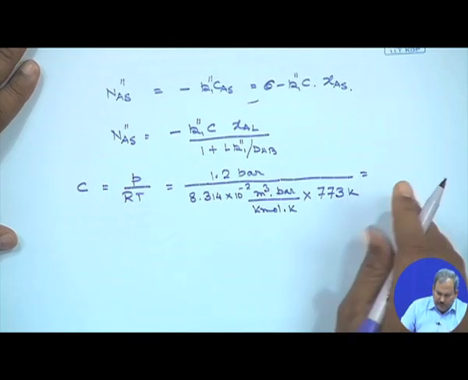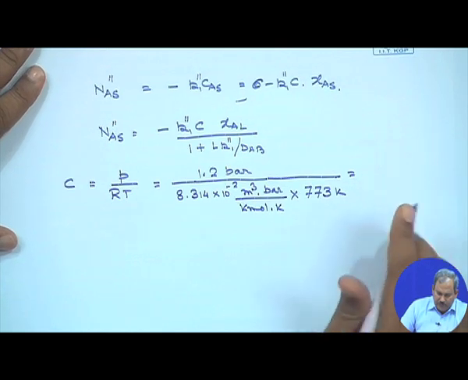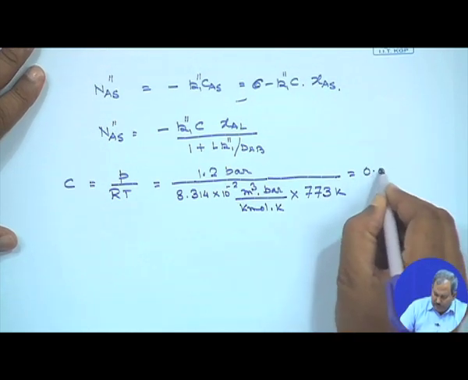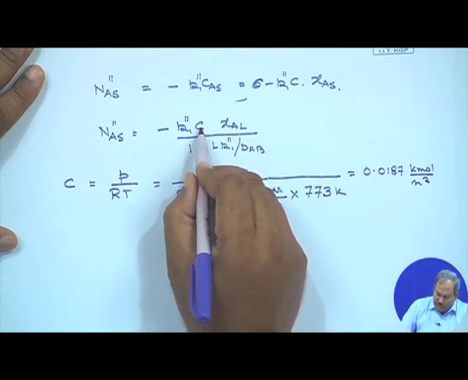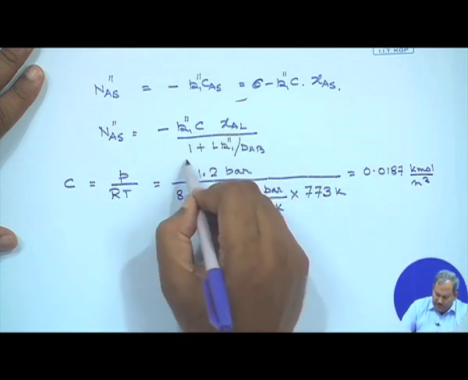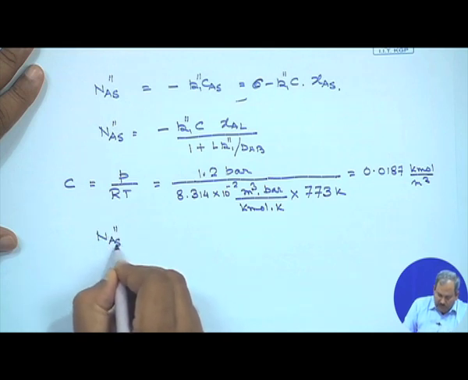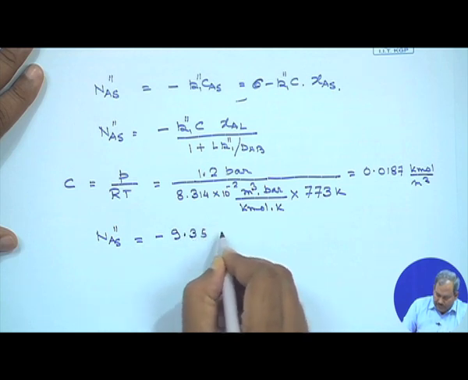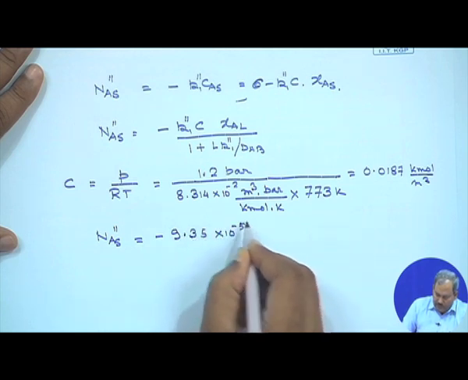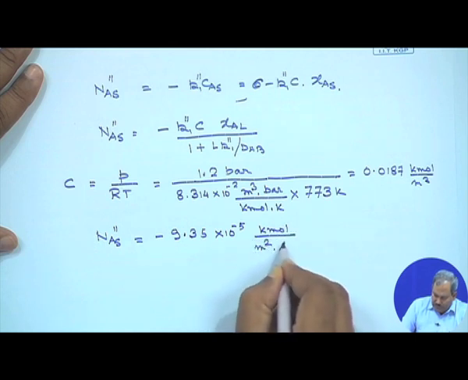So, when you evaluate that, this C is going to be equal to 0.0187 kilomole per meter cube. Now, you can plug this value of C in here. This part is already known. So, Na double prime S you should be able to find out: minus 9.35 into 10 to the power minus 5 kilomole per meter square times second.